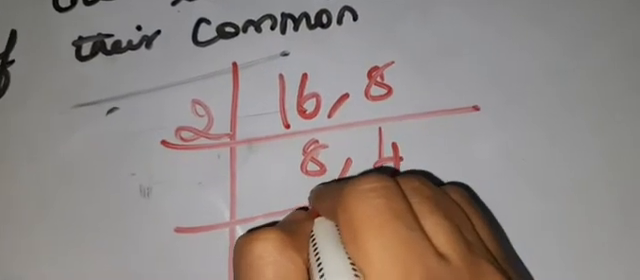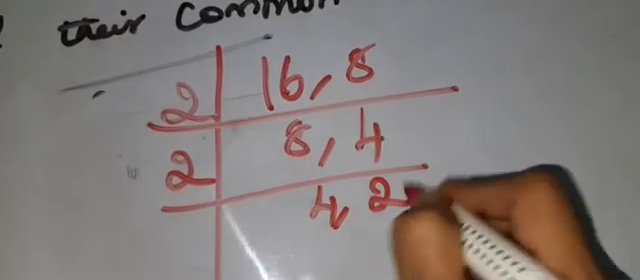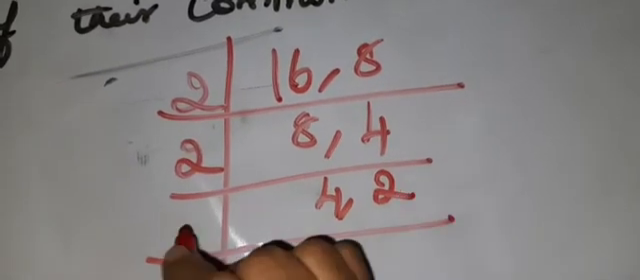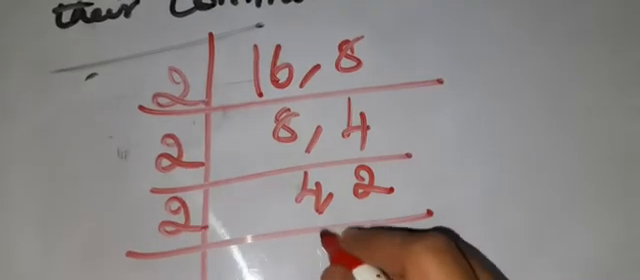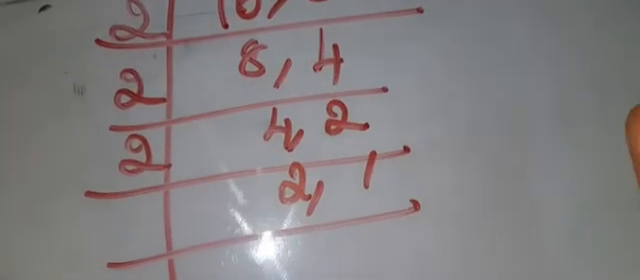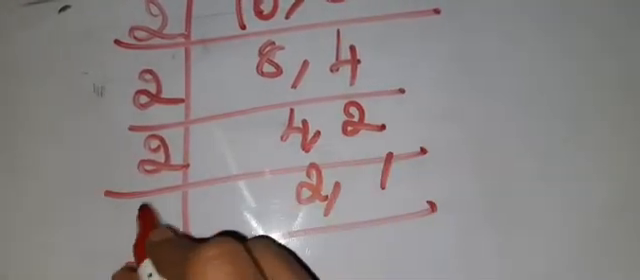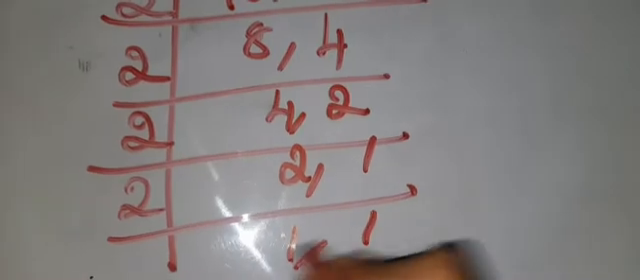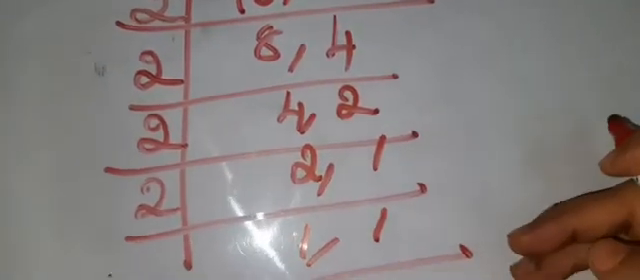Now again these two numbers are divisible by 2. 2 4s are 8, 2 2s are 4. These two numbers are also divisible by 2. 2 2s are 4, 2 1s are 2. Until we get 1 as the remainder, we are going to divide the given numbers. So 2 1s are 2. That's it. Again this one is brought down.